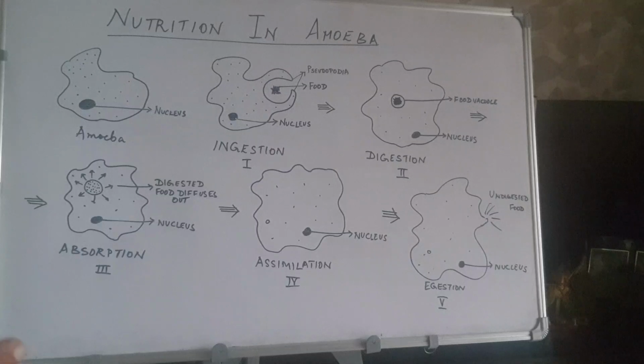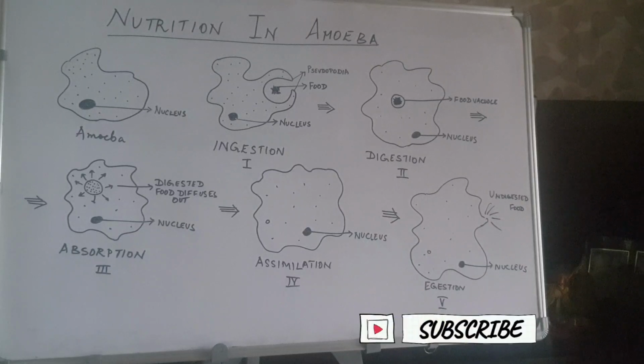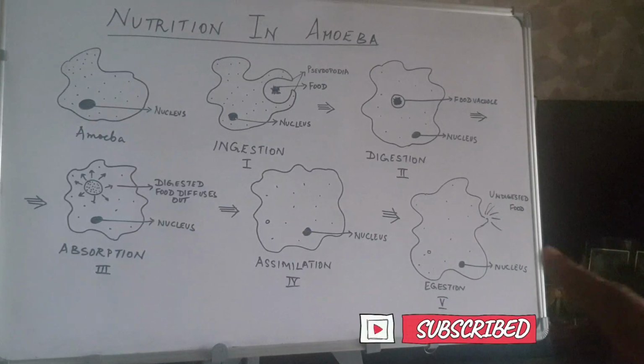I've drawn the diagram for absorption over here, in which the digested food diffuses out. Drawing the diagram is also very important. The third step is absorption. Then as soon as the digested food diffuses out and spreads throughout the body, the food vacuole also disappears. And coming to the next one, that is assimilation.